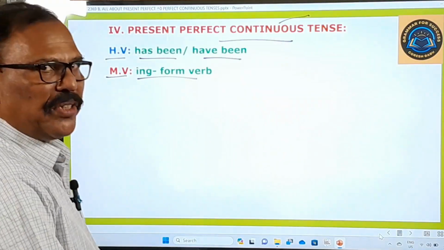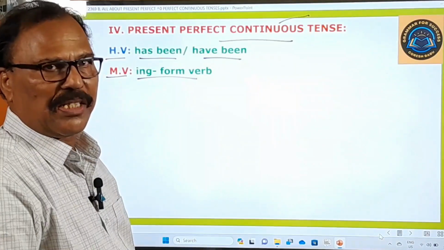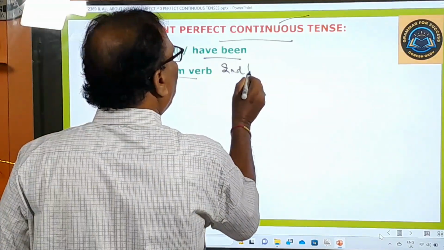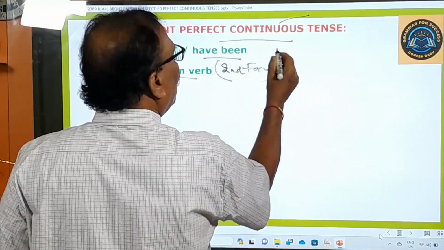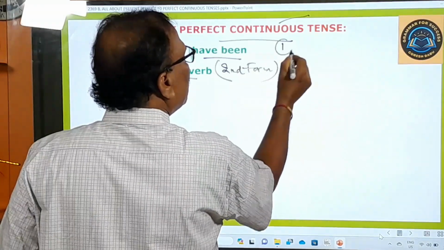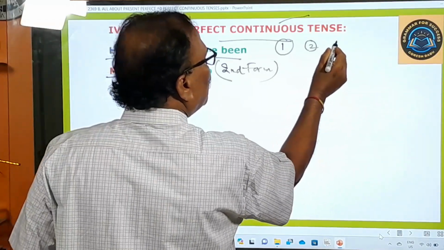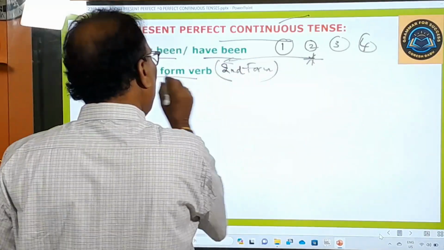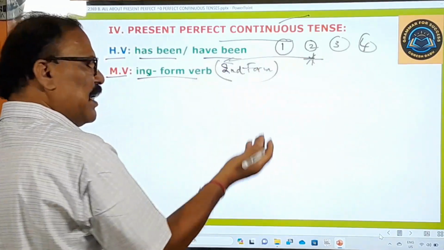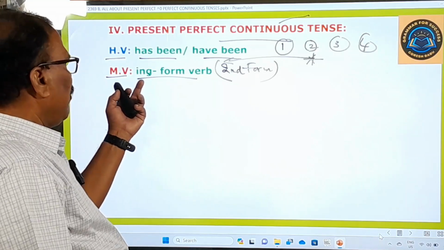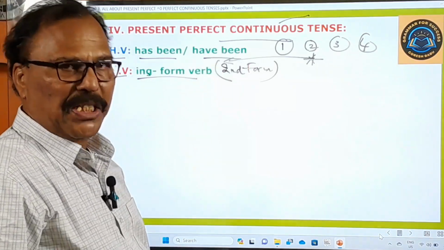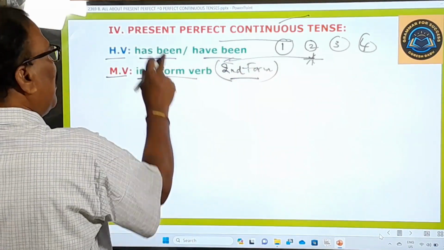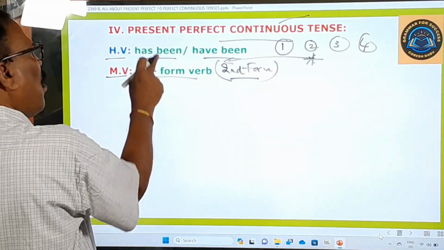I have already told you that in all the 6 continuous tenses, the main verb is used only in the ing form. That is the second form of the verb. What is that? A verb has got 4 forms: present tense form, present participle form, past tense form, past participle form. This present participle form is nothing but the ing form verb. So you can call it by any name, the ing form verb or the present participle form verb. That's the second form of the verb, and this second form verb is used in this present perfect continuous tense. These 2 are called its features.